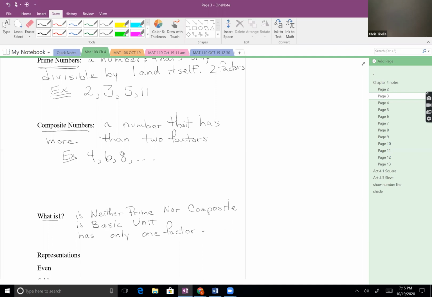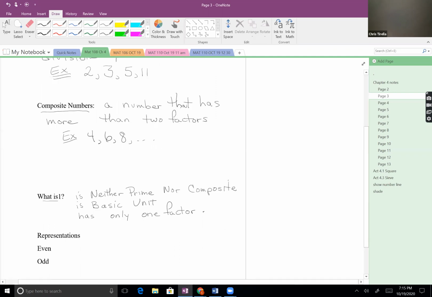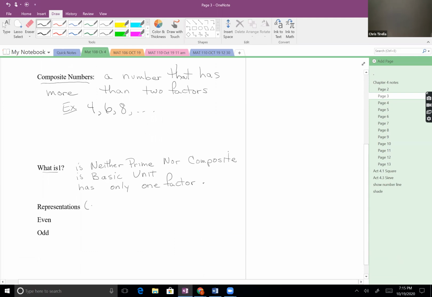And so following along with the textbook, once they go through and look at these definitions, they talk a little bit about representations, and I mean algebraic representations of even numbers and odd numbers. So what is an even number? Any ideas? You've heard of even numbers. 2, 4, 6, 8, 10. What do they all have in common? Multiples of 2. They're multiples of 2.